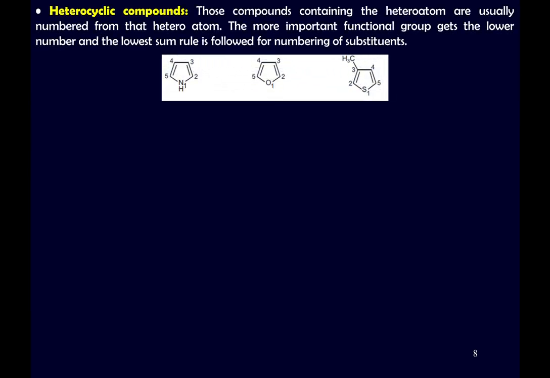In case of heterocyclic compounds, always the nuclear heteroatom gets the first number, or the first priority number, and we start numbering from that atom. Like in pyrrole we start from N, in furan we start from O, and with thiophene we start from sulfur.